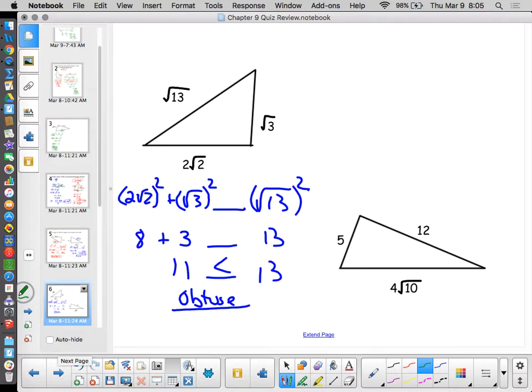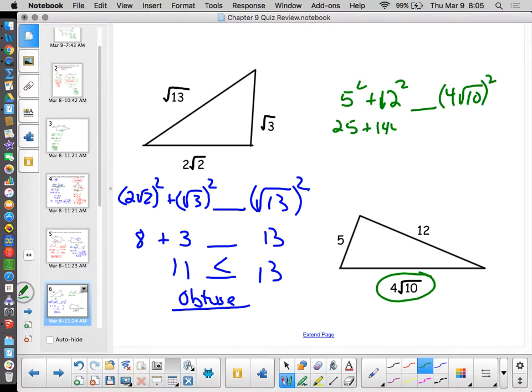Once again, checking. I checked 4 root 10. It's about 12.6. So this is my longest side. So 5 squared plus 12 squared, compared to 4 root 10 squared. 25 plus 144, that's 169. And 4 root 10 squared is 16 times 10, or 160. Oh, it's too small. This is acute.